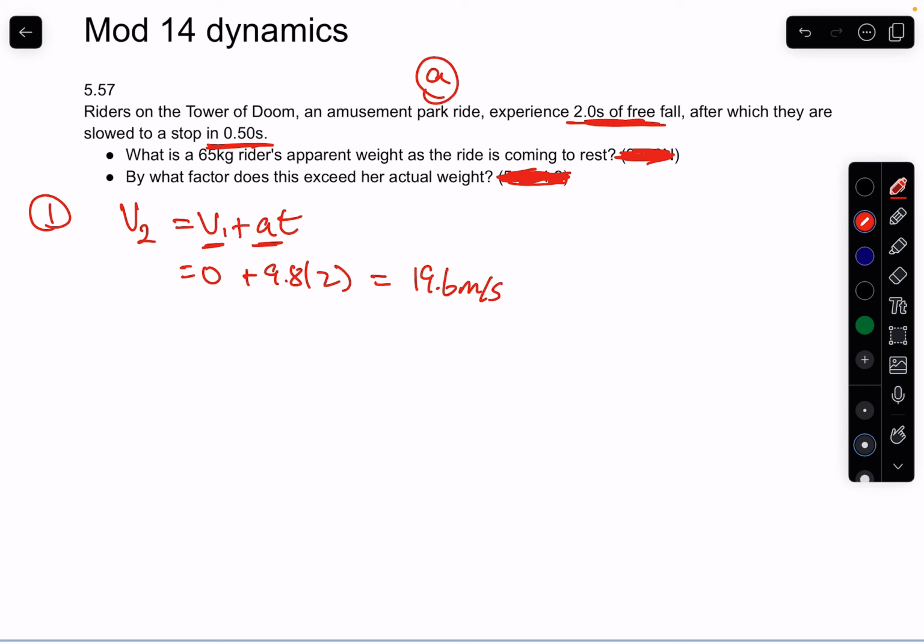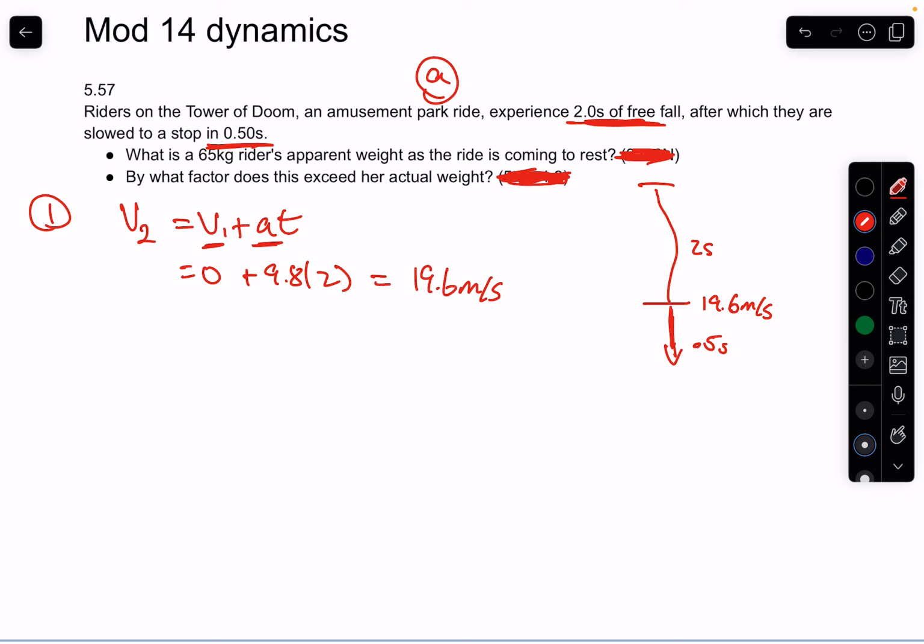So as they're falling, they get faster and faster and faster, and then they brake for a certain period of time. This is 2 seconds. And by the time you push the brakes, they're moving at 19.6 meters per second. So the question, though, is then they decelerate over some time, only a half a second.